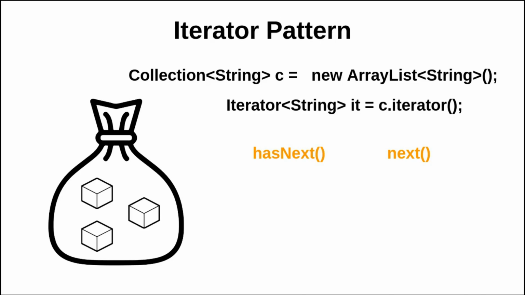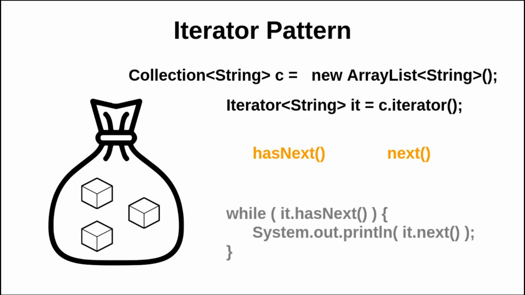Once my iterator is created, I will use a while loop, and as long as it.hasNext returns true, I will display it.next. So I test if it.hasNext returns true. This means that I still have objects to visit in my collection. With the method it.next, I get the next item and display it. So this piece of code will allow me to iterate on the elements of a collection and to display them.